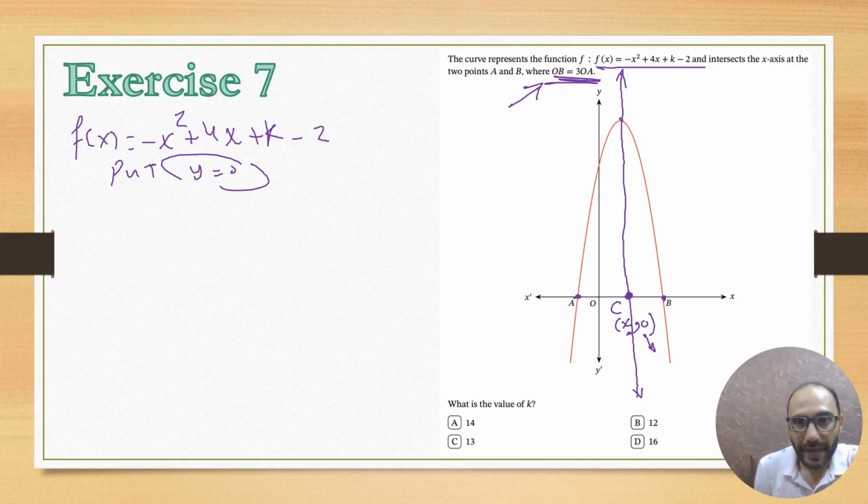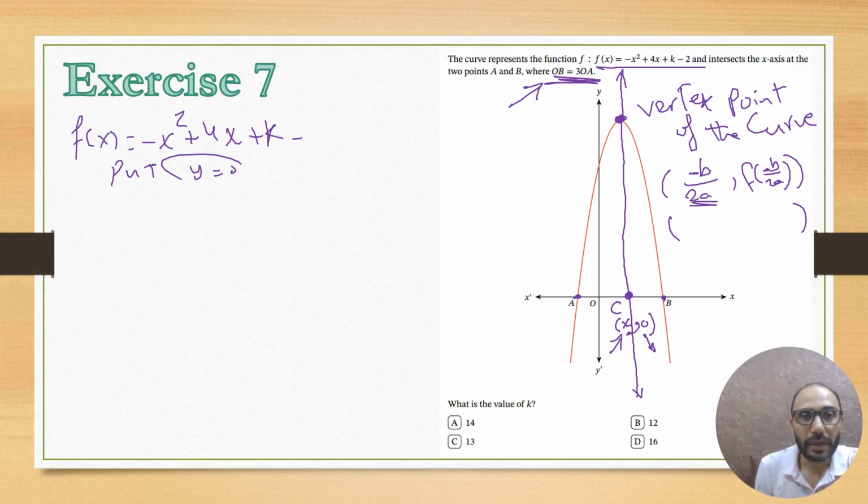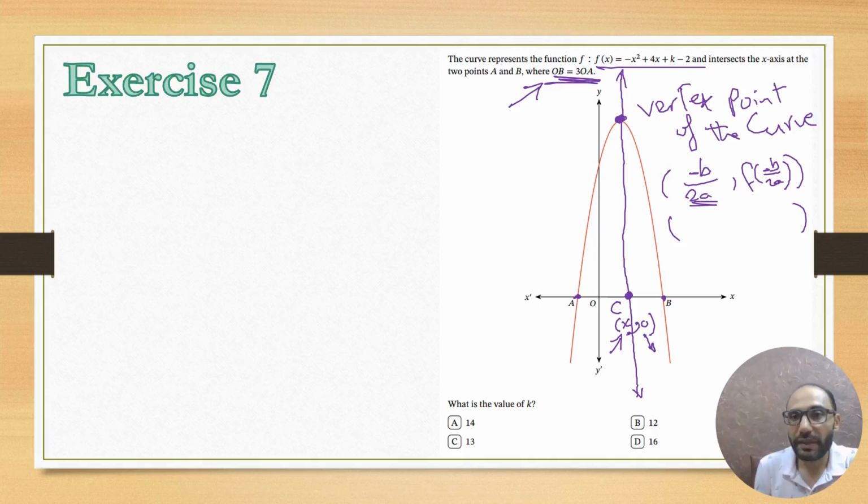Now, you know that this point is called the vertex point of the curve. And we have a rule to find the vertex point of the curve. The vertex point is negative b over 2a and f of negative b over 2a. So we can easily find the vertex point of the curve. And the straight line, or the axis of symmetry of this curve, passes through the vertex point, which has the same x coordinate as point C. So this is another, easier way to find the x coordinate of point C instead of substituting here in the equation. So let's move in this way using the vertex point of the curve.